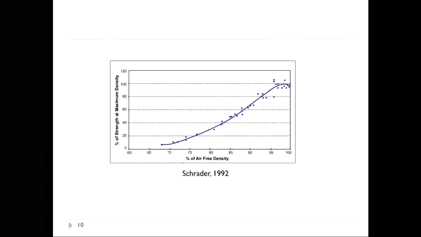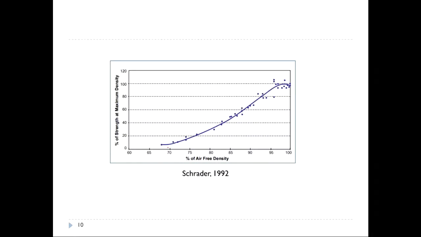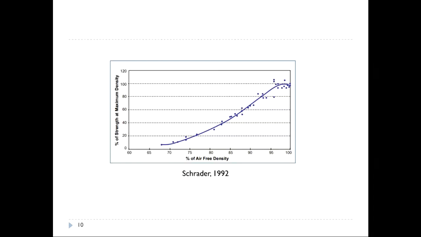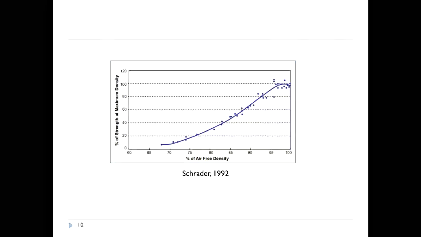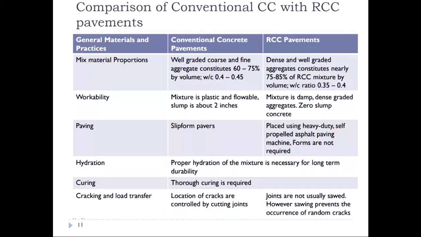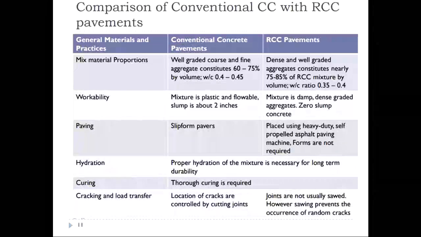So this is a plot between the percentage of strength at maximum density, that is, the percentage strength and the relative density. So you can see that there is a significant reduction in strength if we are unable to mobilize sufficient compaction. Now let us compare the conventional concrete mixes with the roller compacted concrete mixes in terms of mix proportions.